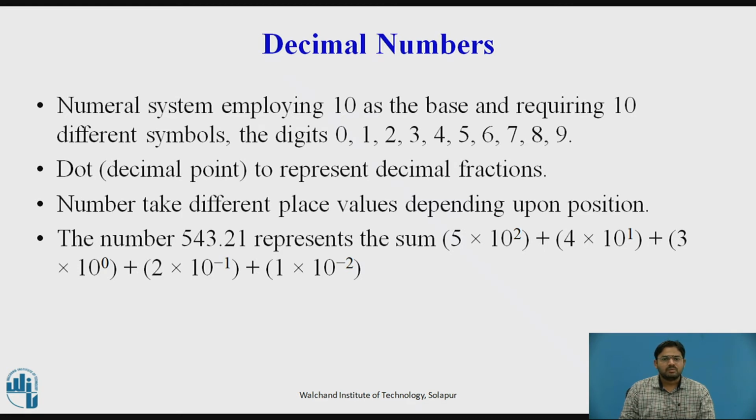A number takes its value depending upon the position. As I explained, every place has its weight. For example, 543.21: 3 has a weight of 0, that means 3 multiplied by 10 raised to 0. 4 has a weight of 10 raised to 1, so it is 4 multiplied by 10 raised to 1. And 5 has a weight of 2, that means 5 multiplied by 10 raised to 2. This is for the integer part. For the fractional part, 2 has a weight of minus 1, that means 2 multiplied by 10 raised to minus 1, and 1 has a weight of minus 2, that means 1 multiplied by 10 raised to minus 2.